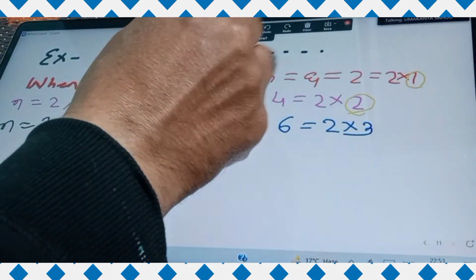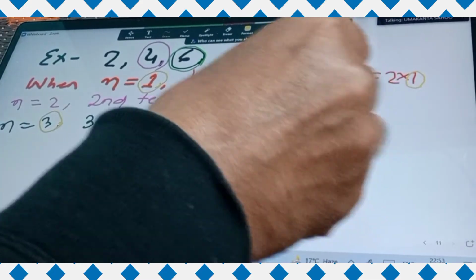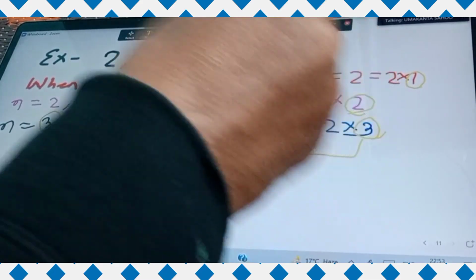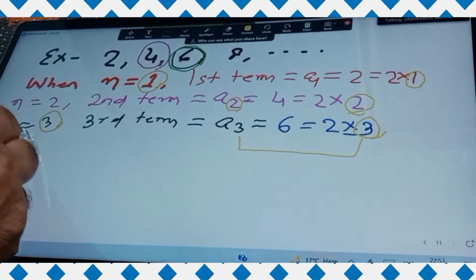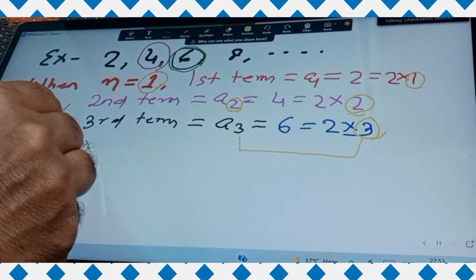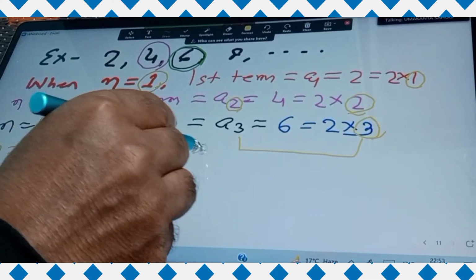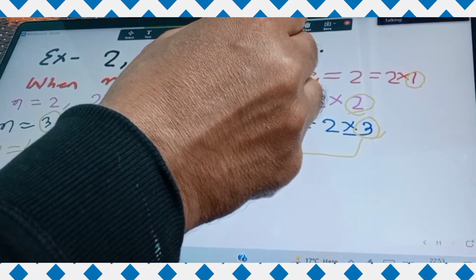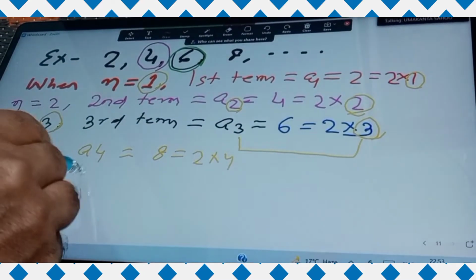When the number of terms is 3, the third term is 2 into 3, and here you can compare this number. In a similar manner, when n is equal to 4, we shall get the fourth term, which is 8, which is 2 into 4. Understand? Similarly, when n is equal to 5, we shall get the fifth term.